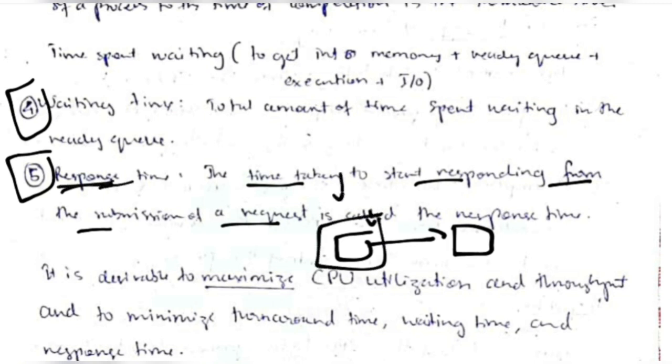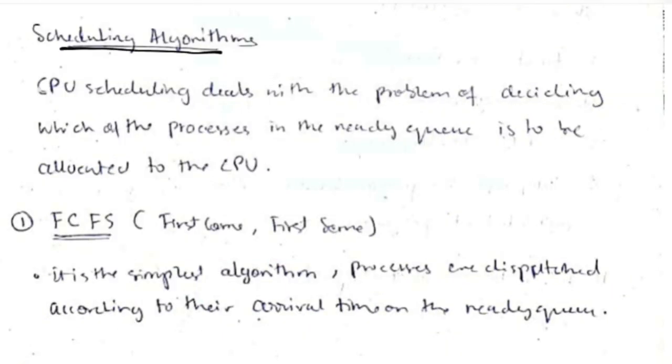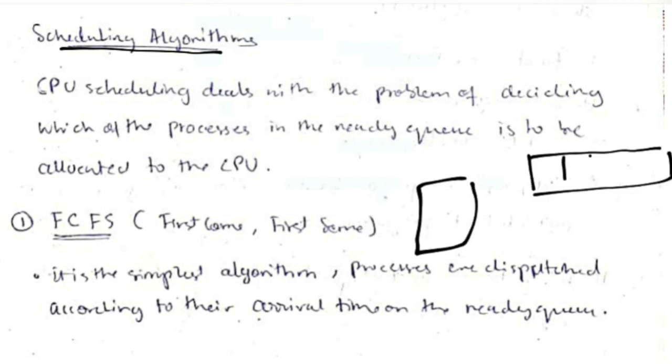That's the response time. Coming to scheduling algorithms, it's very important that you understand what is ready queue, okay. This is the CPU here, and the ready queue will have the tasks which are to be executed, okay.